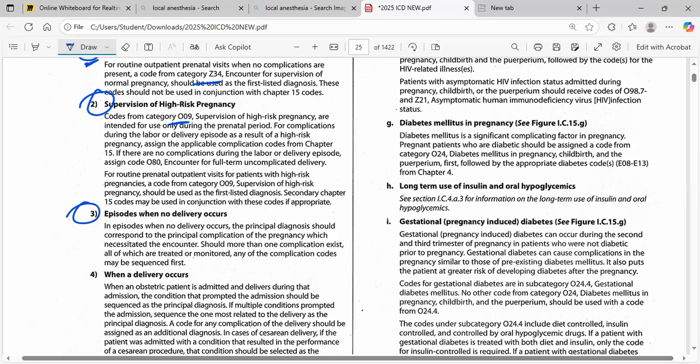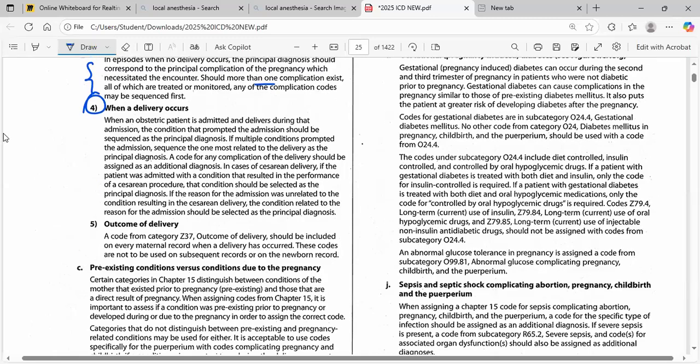And if there is no delivery and the patient is coming with a condition or a complication, in that case you have to code the complication, which is the reason for the admission, at the primary position. When a delivery occurs, whenever there is a delivery, first you have to determine whether it's a complicated delivery or a normal delivery, which we just discussed.